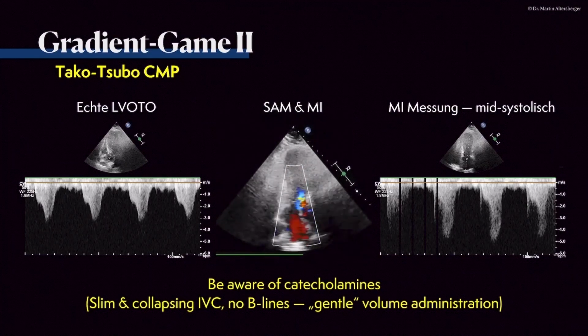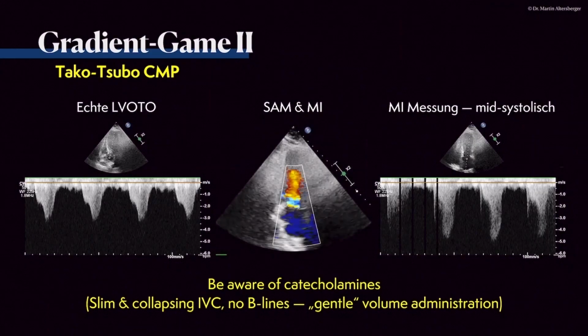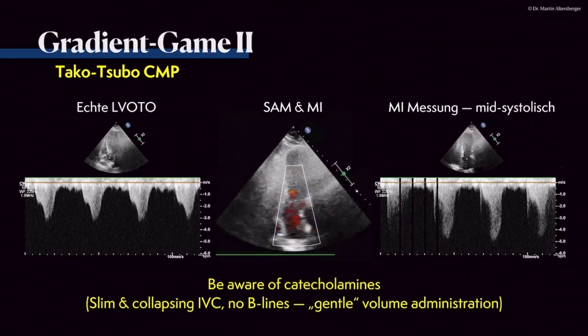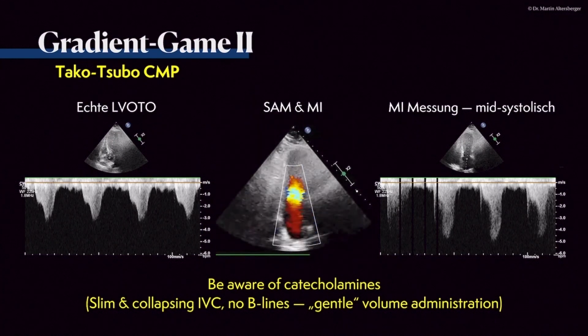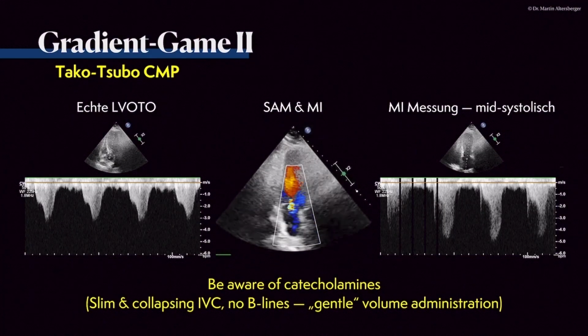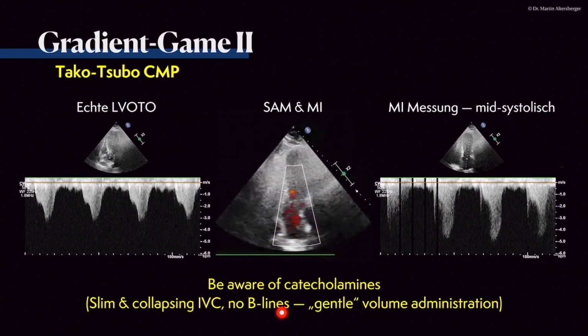The more SAM, the more MR, and this is a vicious circle if you use catecholamines, which will even make the LVOT obstruction worse, and the patient will deteriorate and eventually even die. So what do you need to do? Well, the IVC in this case also did fit a more hypovolemic state. It was collapsing. There were no B lines.